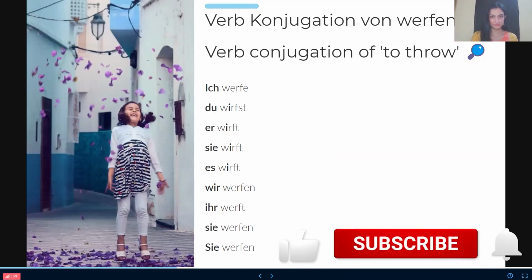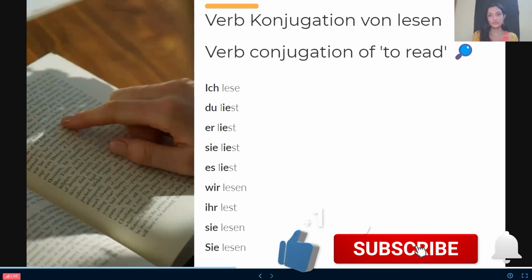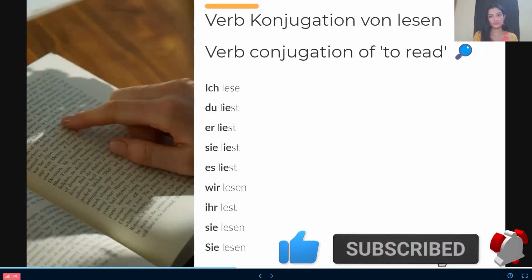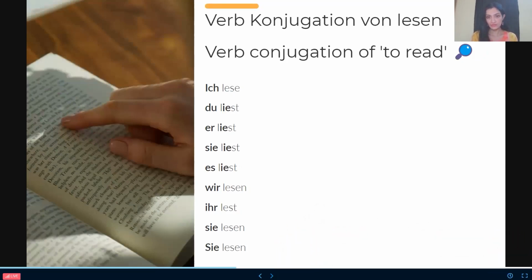Okay. Now, the verb conjugation von lesen means the verb conjugation of to read. Like someone is reading it with extreme focus, which we can just figure out. So, ich lese, du liest, er liest, wir lesen, ihr lest, sie lesen, Sie lesen. So I hope you already got it.